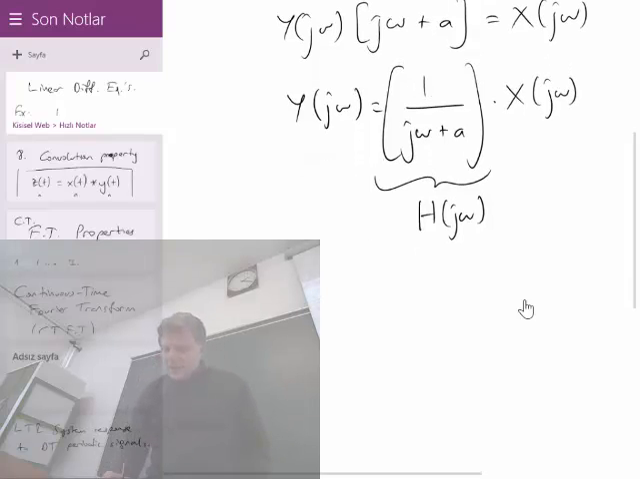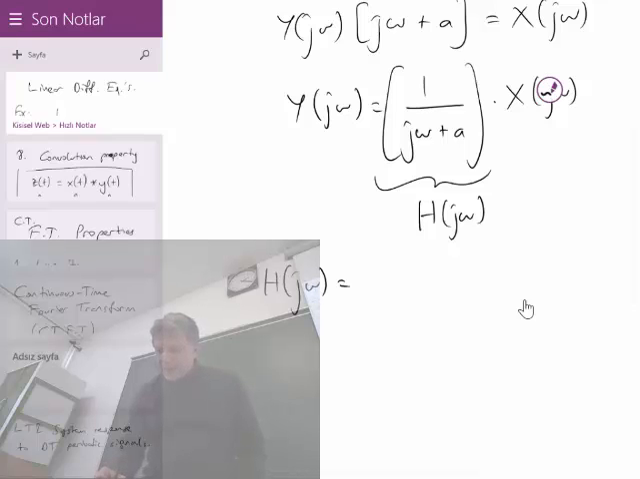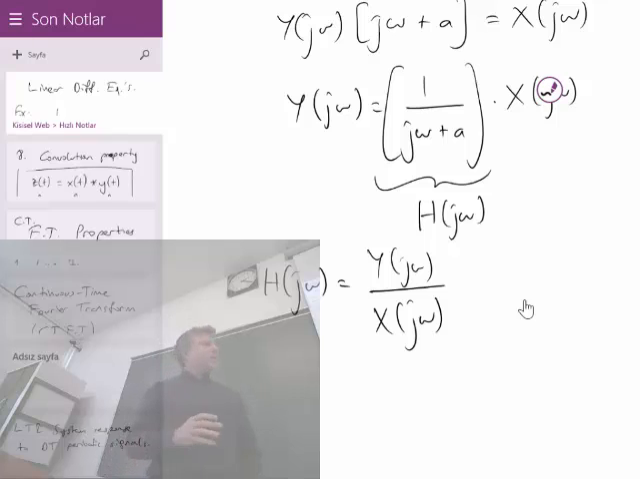Or you can say it like this: H(jω) is always Y(jω) divided by X(jω). It's a very convenient formula to use to find the input-output relation. And you cannot do it in the time domain. You cannot say that h(t), the impulse response, is equal to y(t) over x(t).